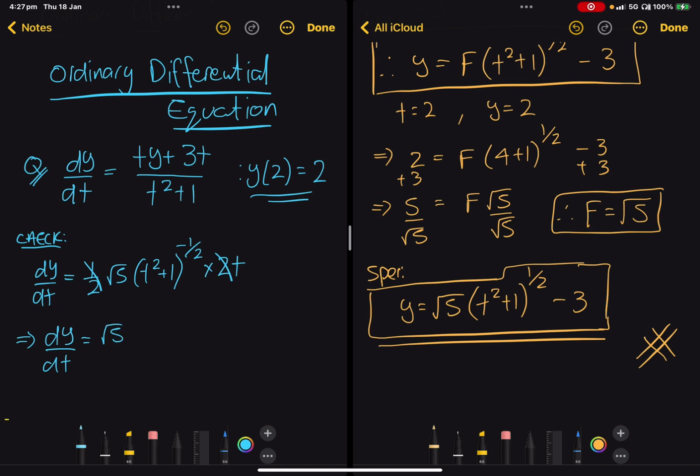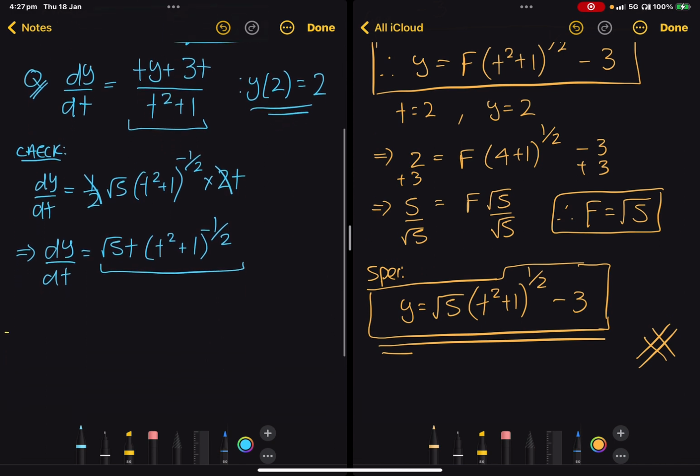root 5 t times (t squared plus 1) to the minus 1/2. Now we have to show that this is equal to this if this is y. So we're going to plug this all in.